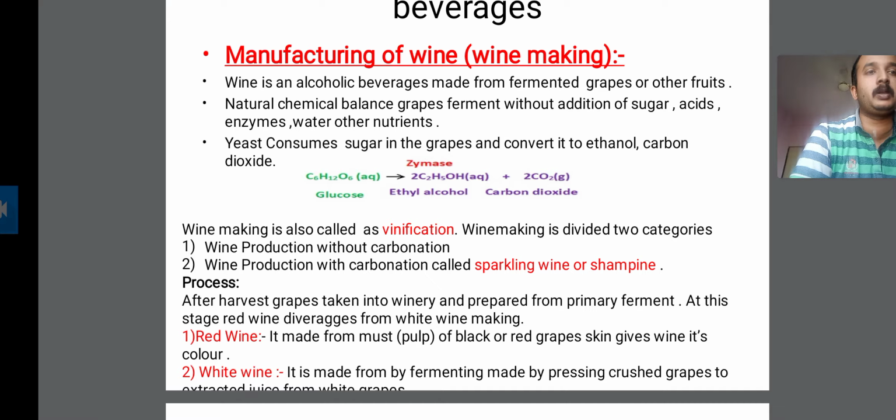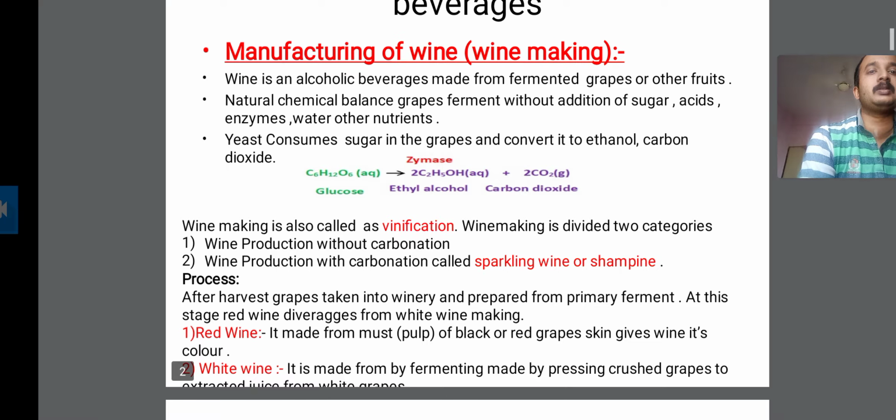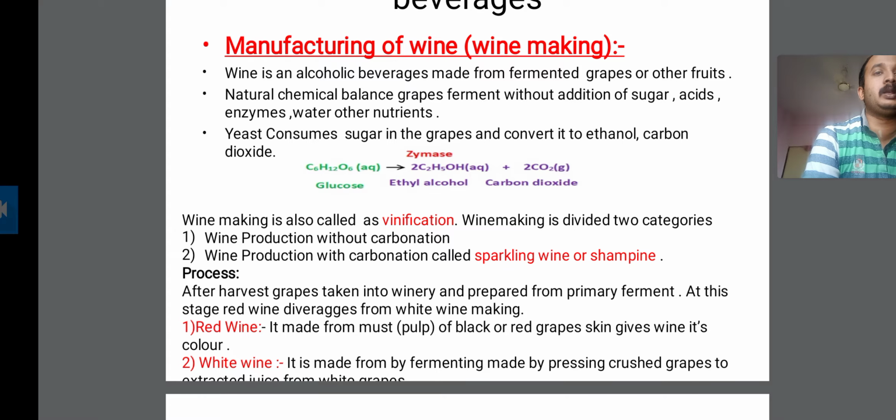You know that when some champagne bottles are opened, the cork pops and the contents spray outward, because the wine contains carbonation. Therefore it is a sparkling wine. This is wine production with the carbonation process, called sparkling wine or champagne. These are the two categories of wine making.